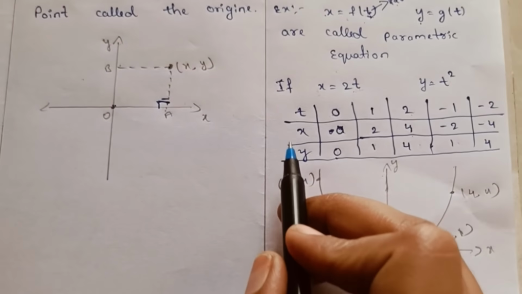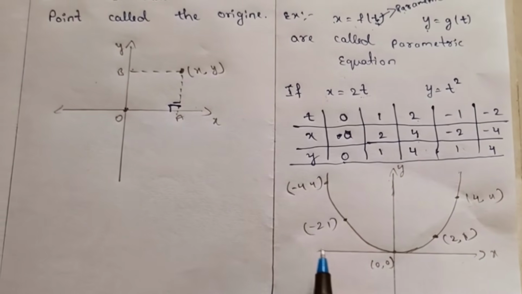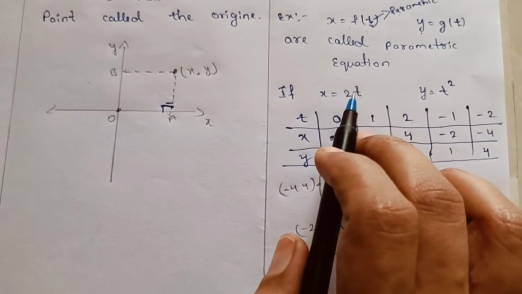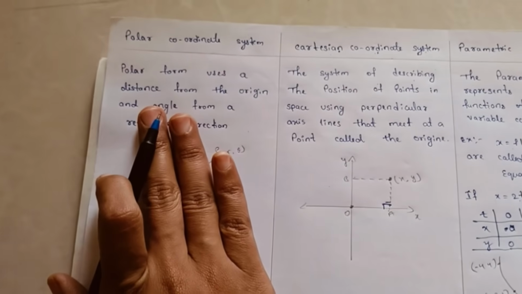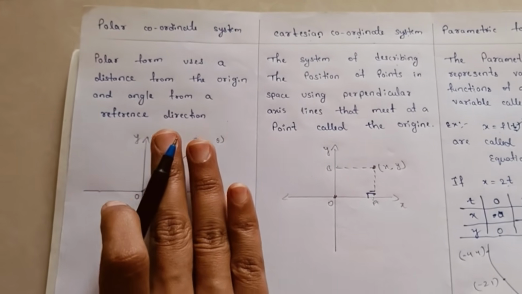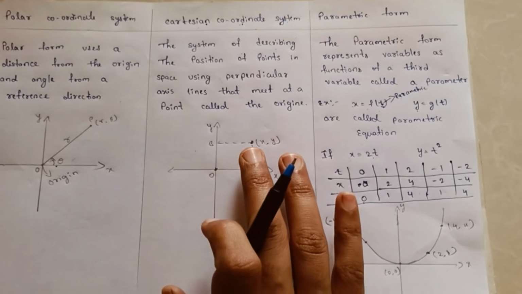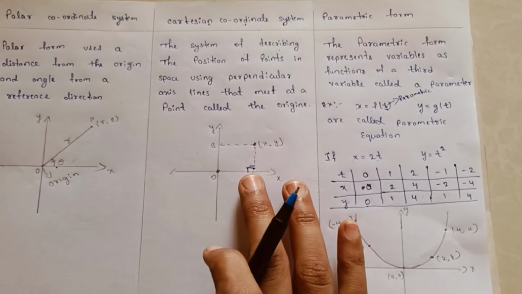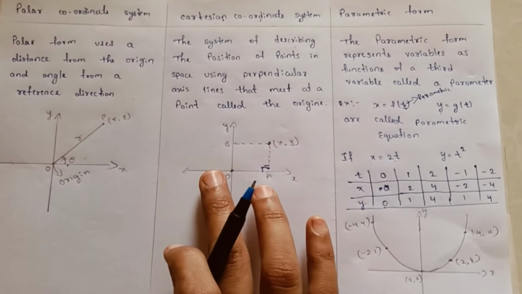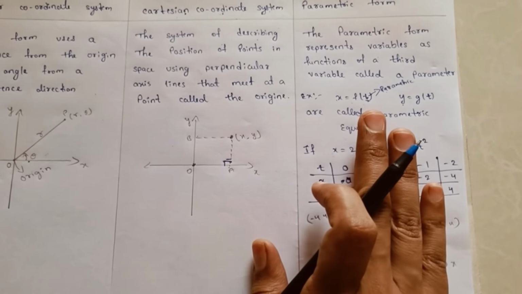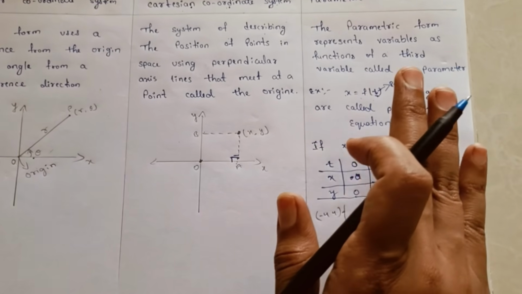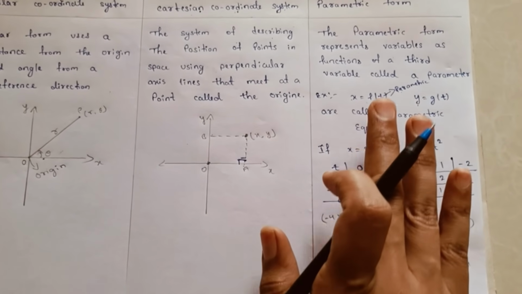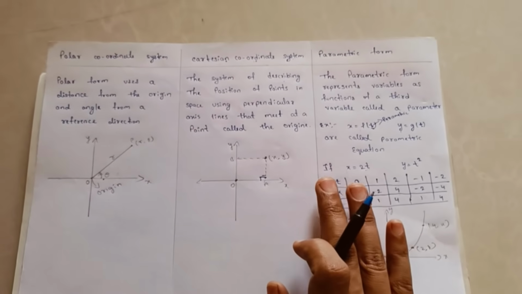By the values of x and y we draw the graph. Here t is what? The parameter, in parametric form. This is parametric form. This is polar: polar means angle and distance. Cartesian means a point is described using perpendicular lines which meet at the origin. Then parametric form is where variables are functions of a third variable, that is t. This is today's topic.